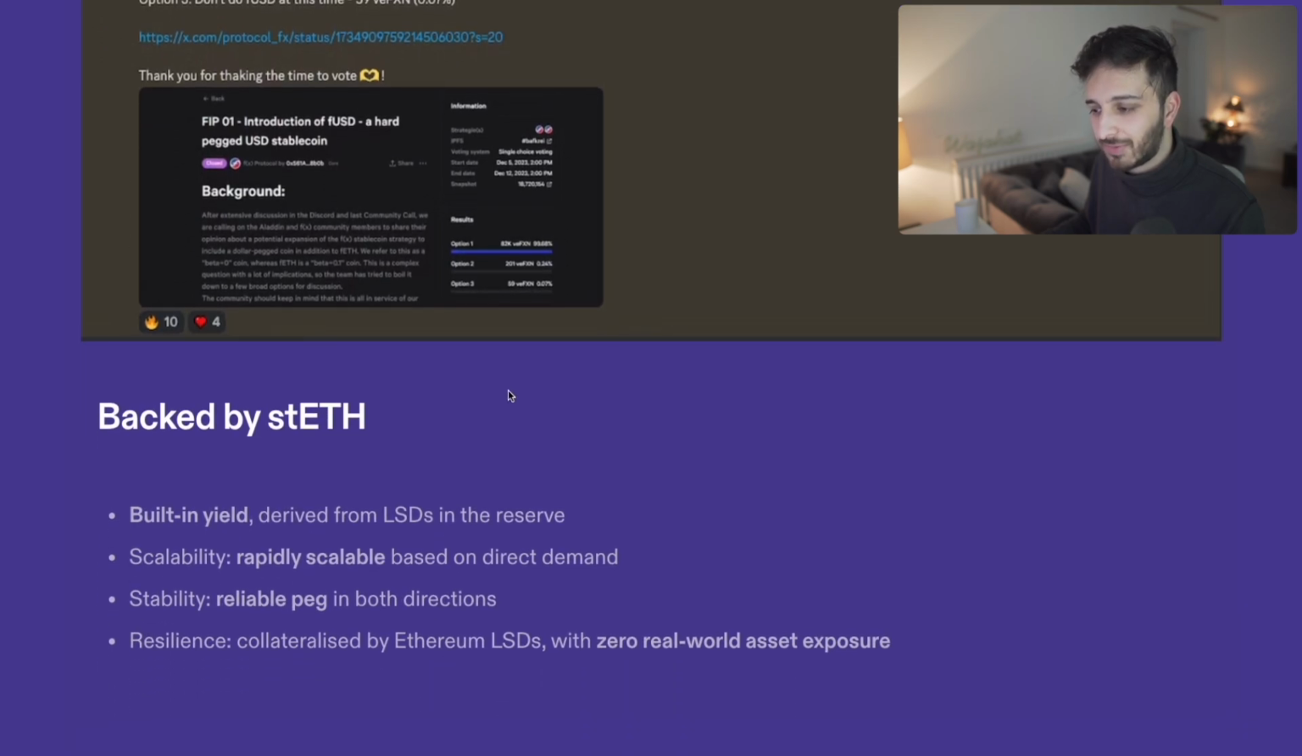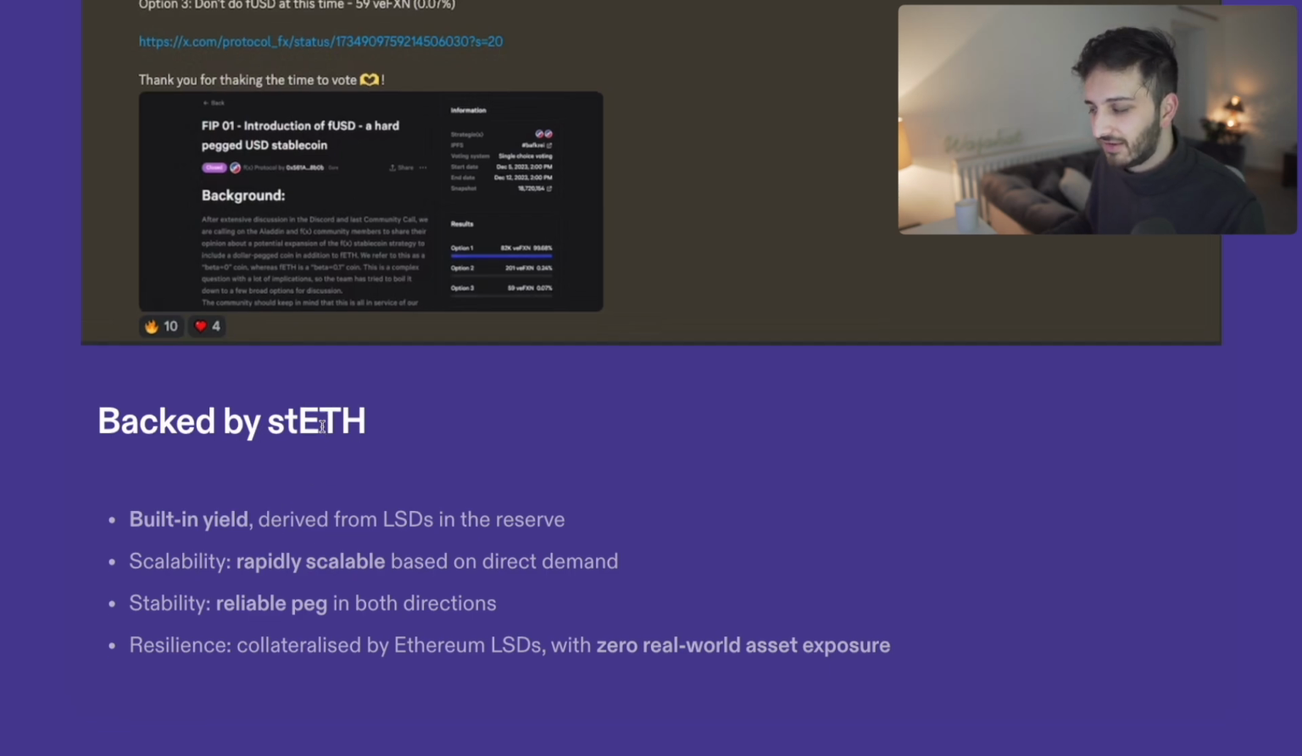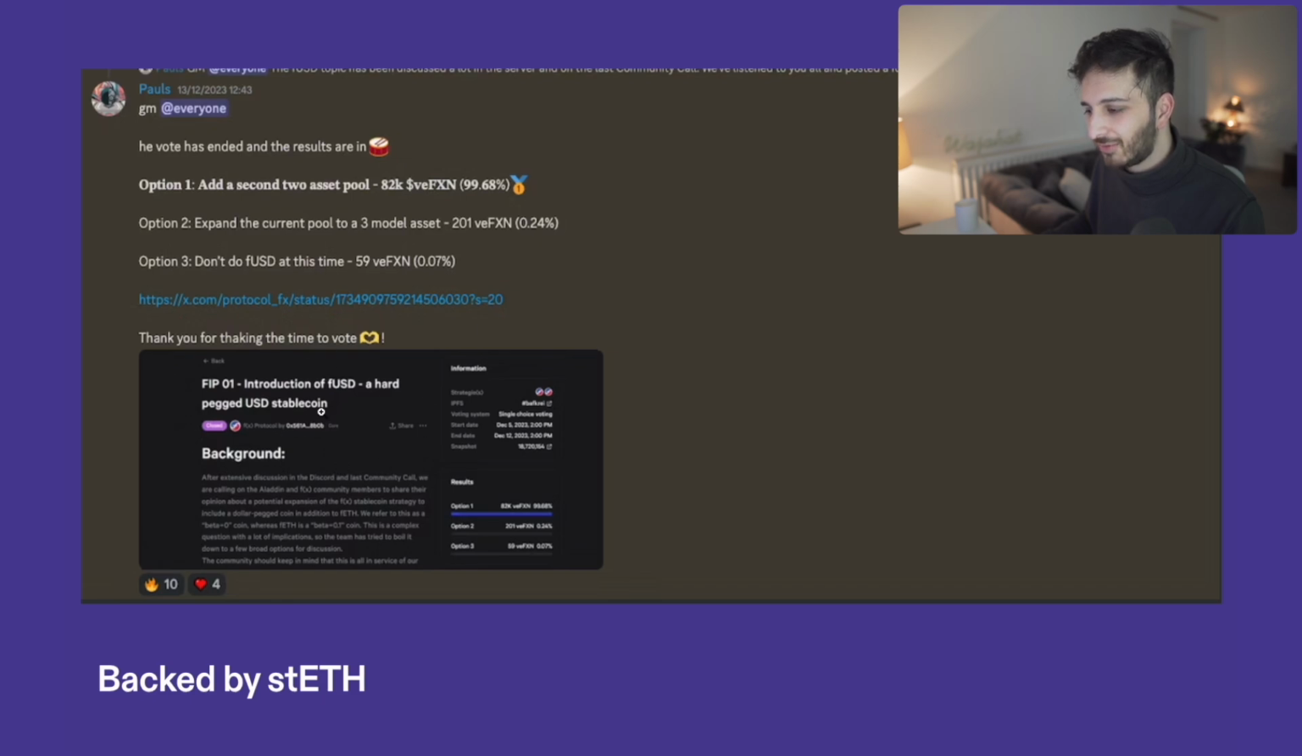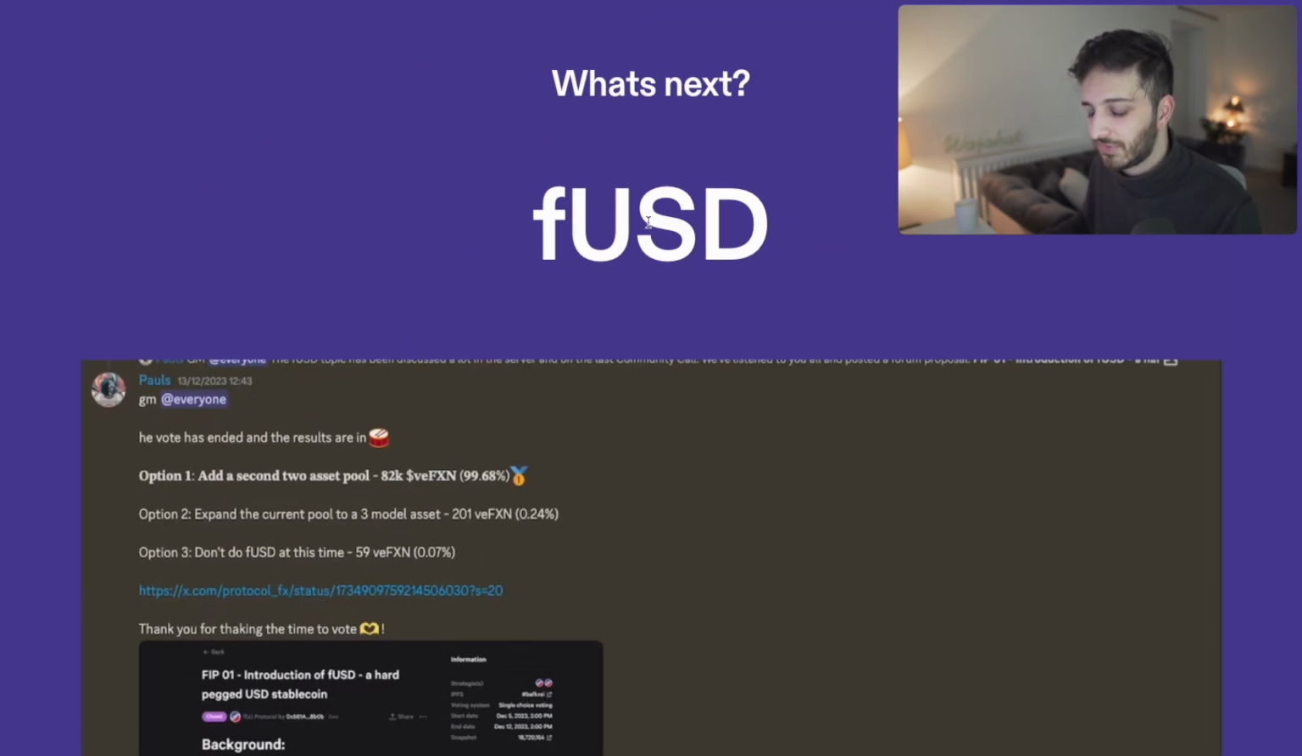But essentially, it's going to be backed by stETH with a built-in yield derived by the LSDs in the reserve. The idea is to try and be scalable, have a reliable peg in both directions, and have zero real-world asset exposure, but be collateralized by these ETH LSDs. So we'll have to wait and see exactly what the mechanics around this are going to be like. But hopefully we will see this in the coming weeks or months, where we have this completely stable asset. So not only do we have the leverage asset, not only do we have the stable asset, but we also have this kind of stablecoin in place.